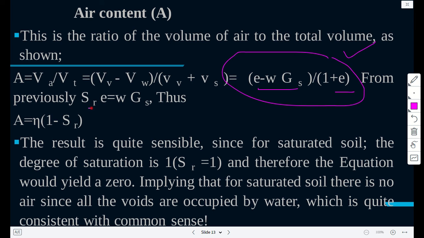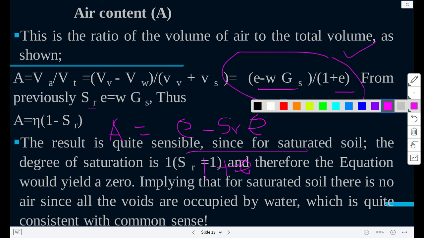So if you substitute, SRE, so A equals E minus SRE, over 1 plus E.